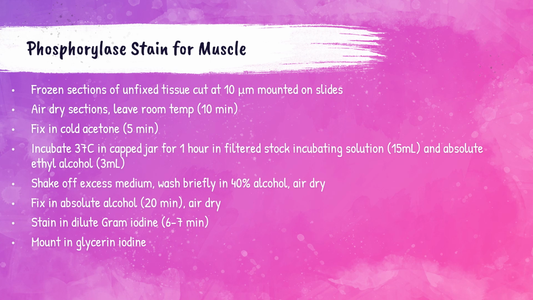After this 1 hour incubation, shake off any excess medium, wash briefly in 40% alcohol, and then allow to air dry. After it's air dried, fix in absolute alcohol for 20 minutes and then air dry it again. Then stain in dilute Gram iodine for 6 to 7 minutes and then mount in glycerin iodine.